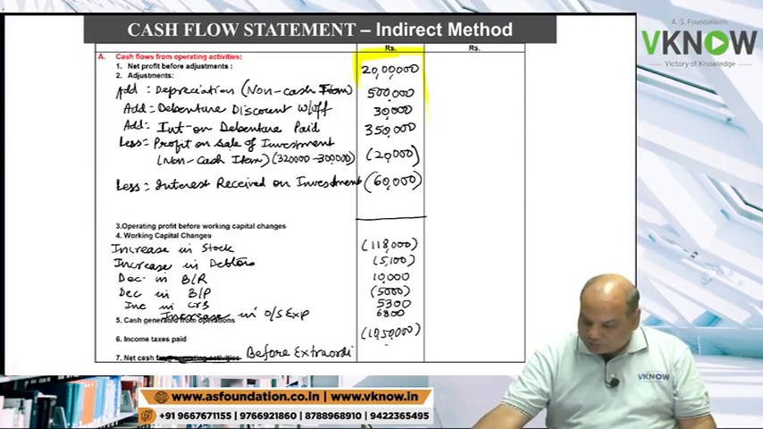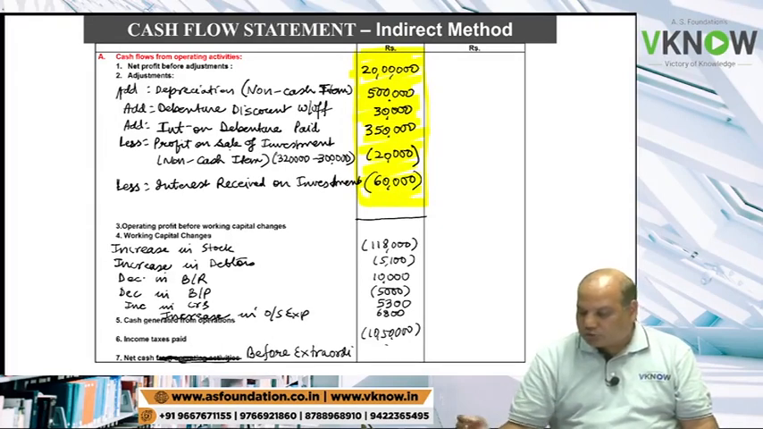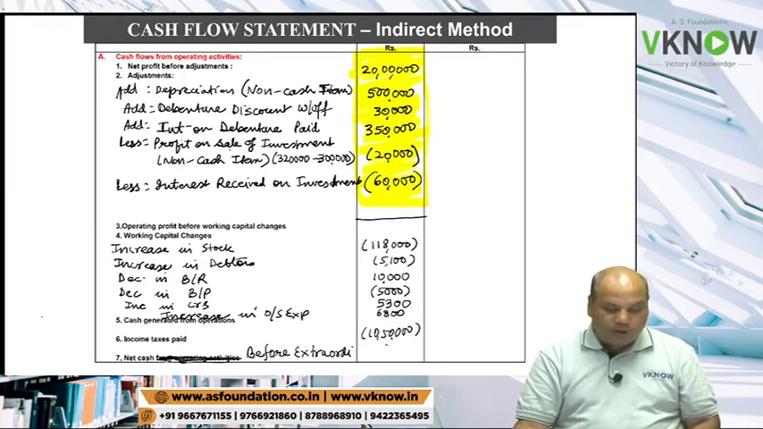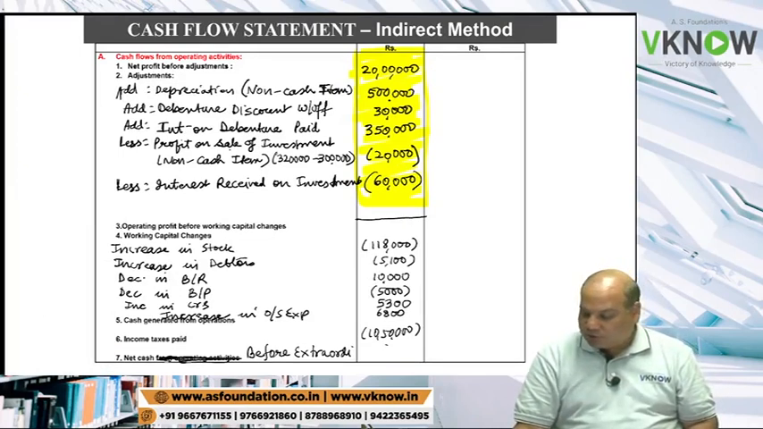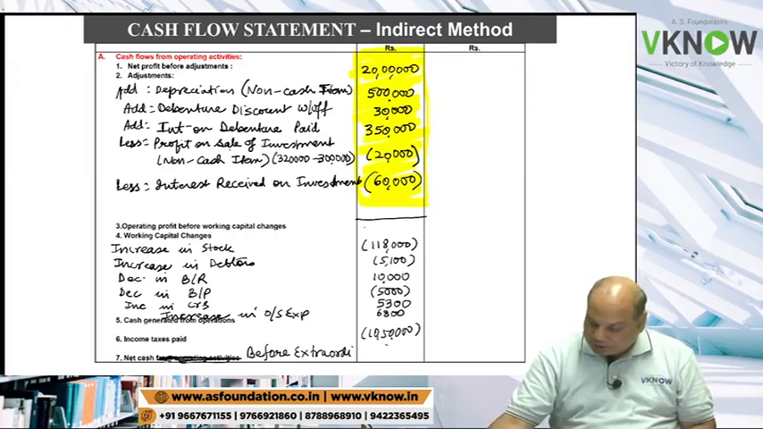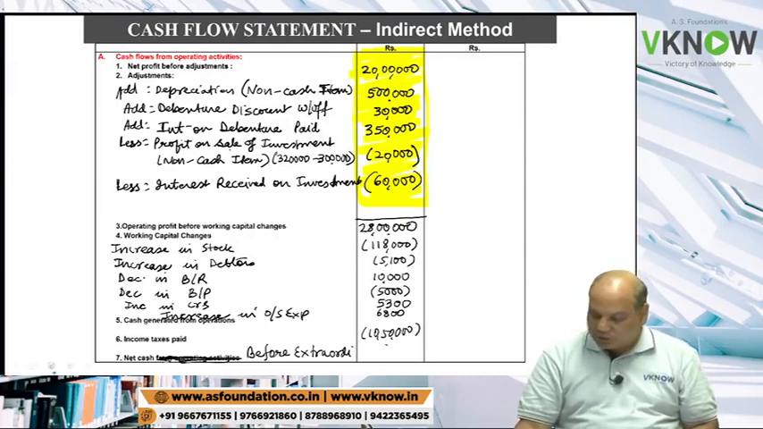So first you tell me the total of these items. Total of point 1 and 2, operating profit before working capital changes. Any student who wants to reply? This is 28 lakh. Very good. 28 lakh is right.